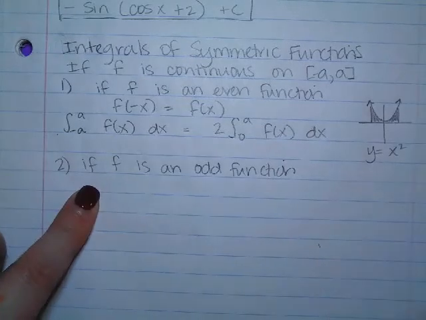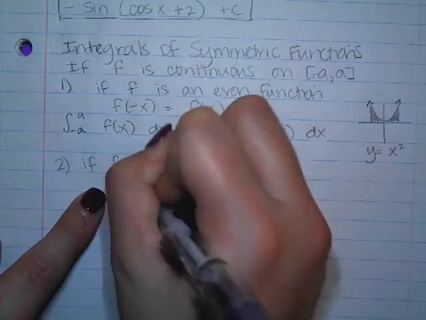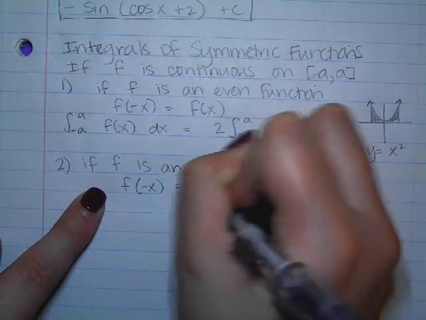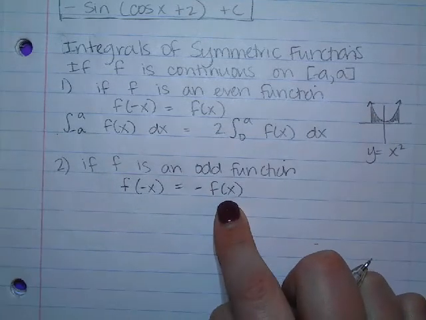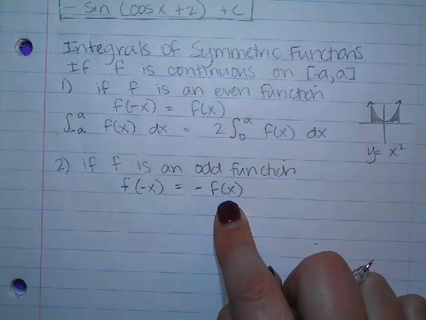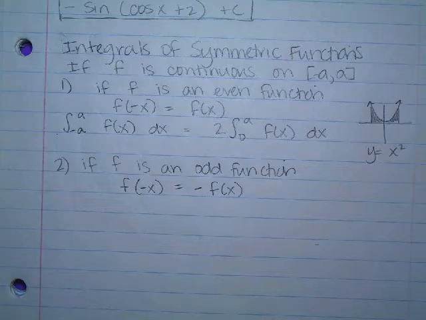Okay, so in this case, we would say that if you plug in a negative, it gives you a negative y coordinate. So if you think about the cubic graph, if you plug in -2, you get -8. If you plug in +2, you get +8. So they're giving you the same value for the y coordinate, but just opposite signs. That's what an odd function would do.